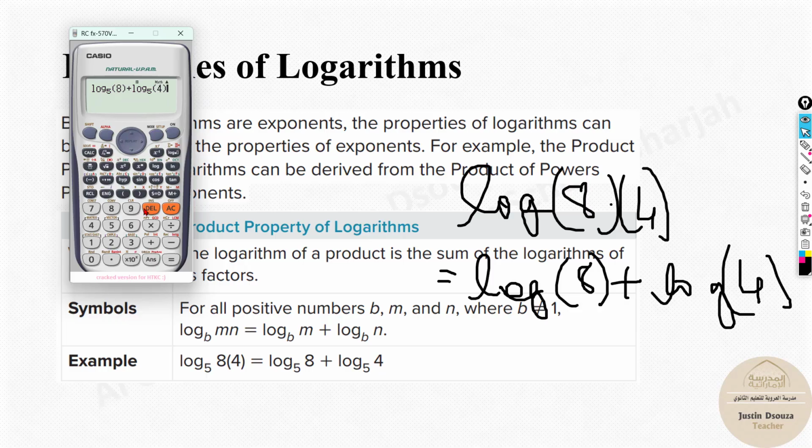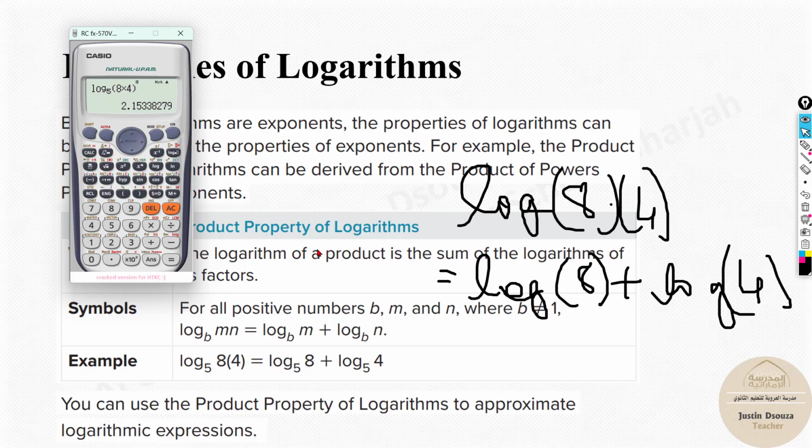But now look over here. I will just write inside this, 8 multiplied by 4. It will be the same answer, 2.15. You can write with any problems and you will get the same answer. So this is the product property of log. And there is a quotient property, related to division. So this is used to approximate or solve problems.